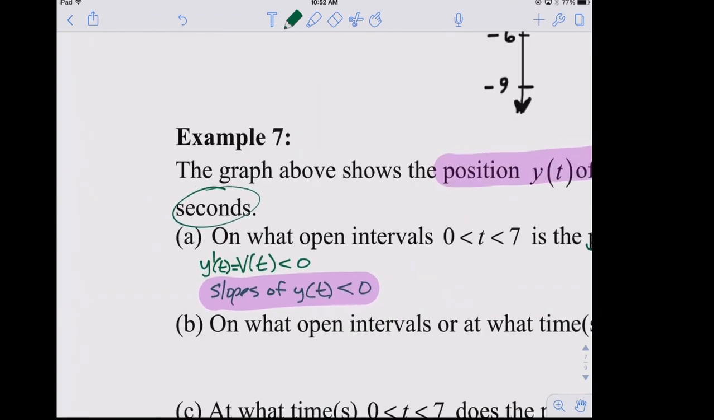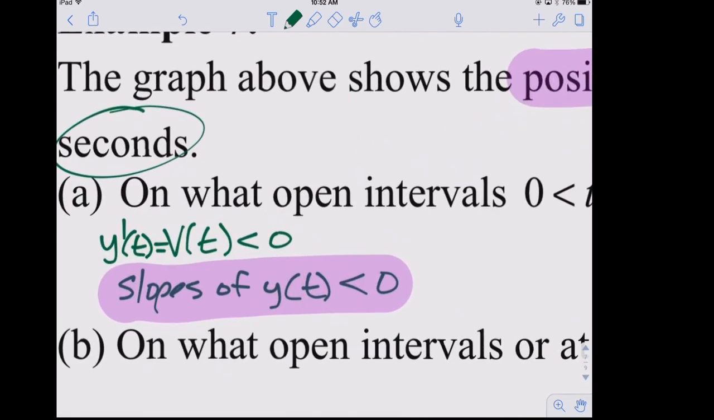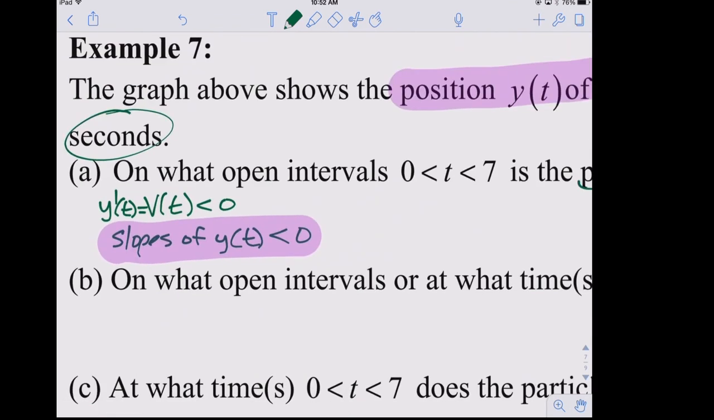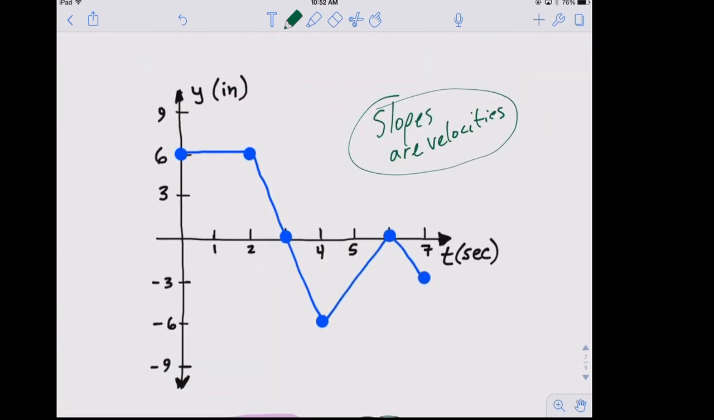You could say y prime of t equals v of t, which is less than 0. But by saying y prime of t, you're not hitting the nail exactly on the head, because you're not specifically saying that y prime are the slopes of the graph. It wouldn't be wrong to do that, but I would encourage you to relate it specifically to what you're given. So we're looking at the slopes of y of t, and we want to know where the slopes are negative. So you could just say this occurs on, and then we look for the interval. Where are the slopes of the graph negative? From 2 to 4 and 6 to 7.